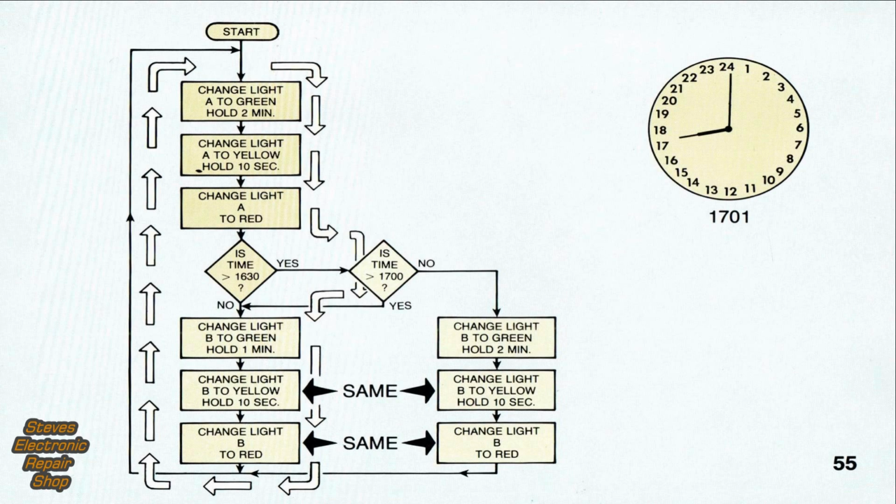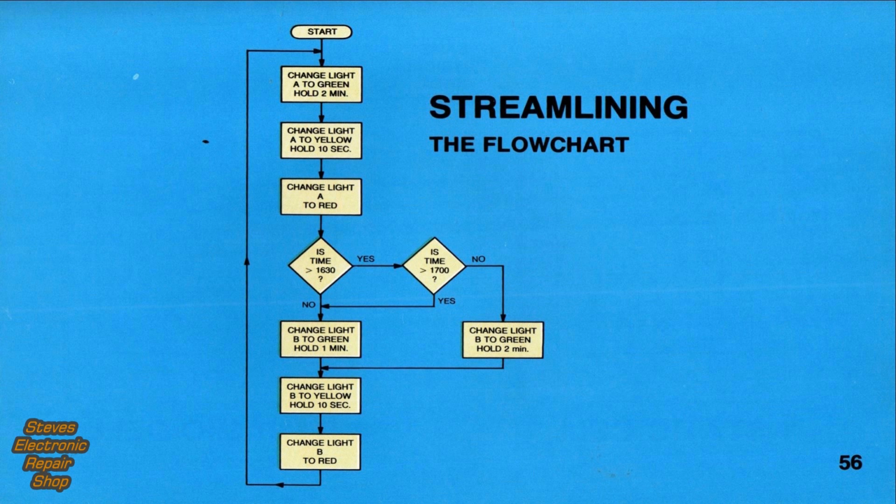Now, sit back and take a careful look at the flowchart. Notice that both light B routines contain identical operations. Two of the operations can be removed since they are exact duplicates. Here's the streamlined flowchart. Notice that after light B is held green for 2 minutes, program flow returns to the normal timing cycle for the light B yellow and change red operations. Try it. You'll find that the end result is the same as the previous flowchart.